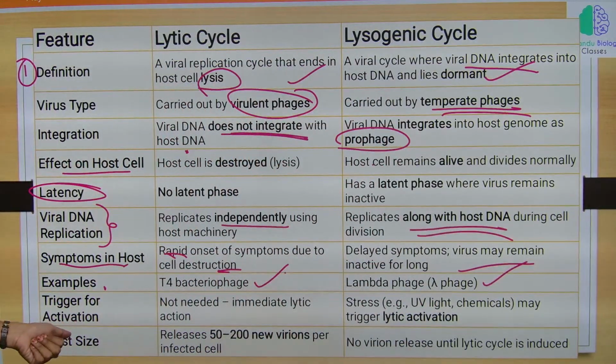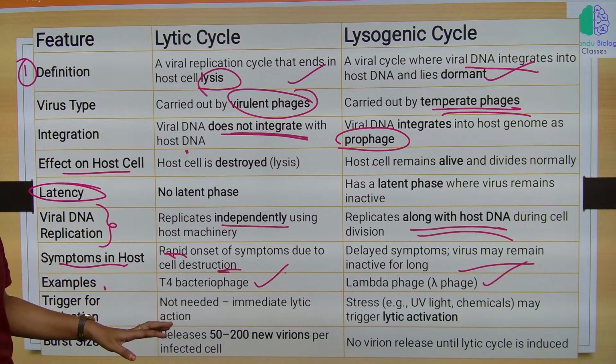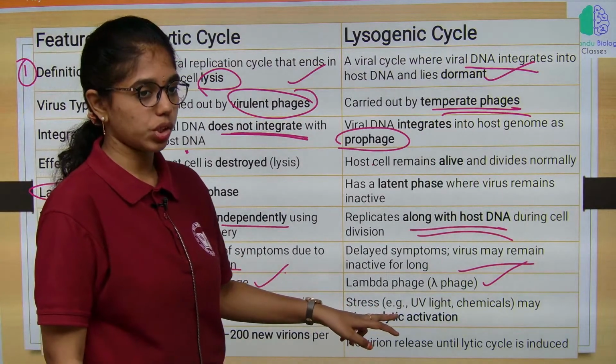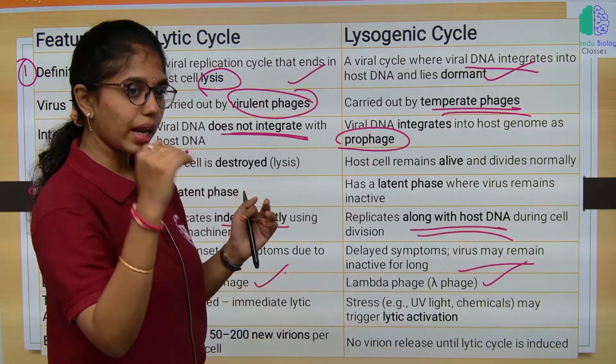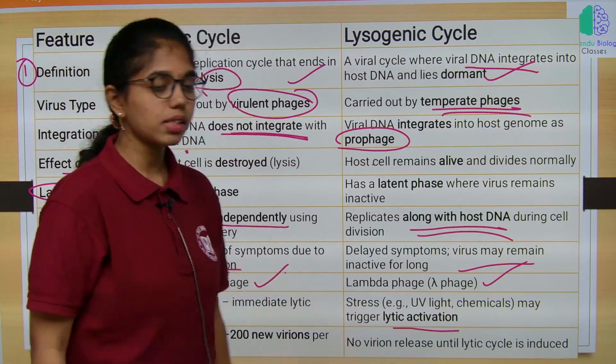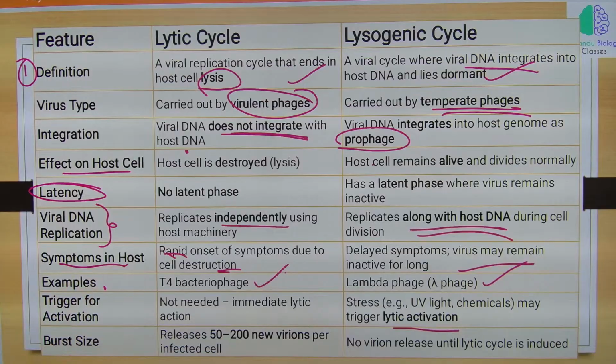Activation: there is no need for any triggering here, but in the lysogenic cycle, during stressful conditions, it will enter into the lytic cycle. The lytic cycle will be activated again during stressful conditions.